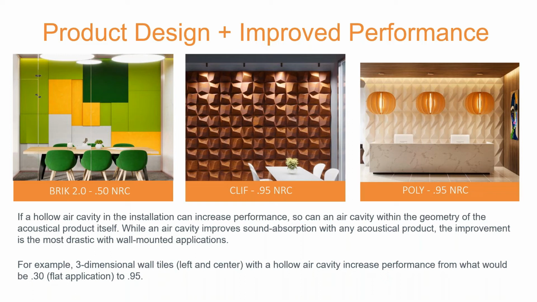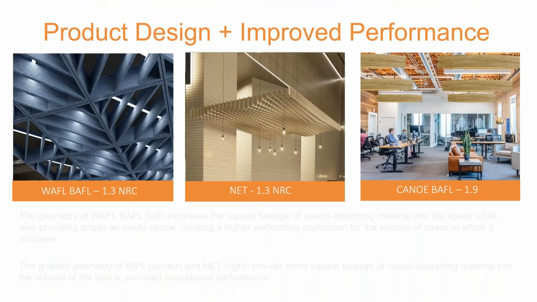So the way we got to 0.5 with brick 2.0 is by folding the edges, right, and creating automatic air cavities. So you could still install these pieces really just like you would install a picture, right? Super easy, couple nails. It actually gets installed from the front, which is really awesome. If you guys want more info on that, I can certainly provide that some other time. But we're dealing with something that looks like a flat surface, but instead of having 0.3 NRC, we have 0.5, right?